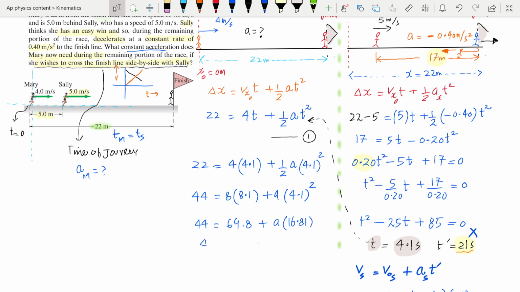So this is 44 is equal to 64.8 plus a into 16.81. Sorry, that is 4.1, and when you multiply it, it will be 32.8. Now you can take it to the other side, so negative 32.8 is equal to a into 16.81, and finally the value of acceleration is almost 0.67 meters per second square. Which means that Mary was actually accelerating because her acceleration was positive, but Sally was decelerating.